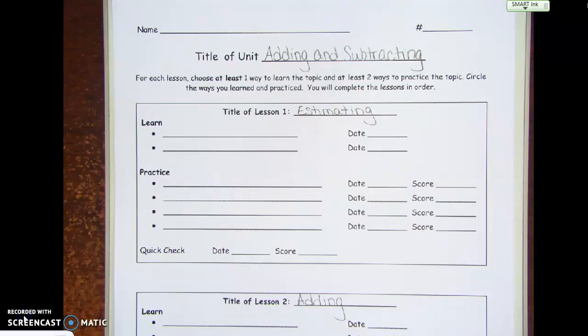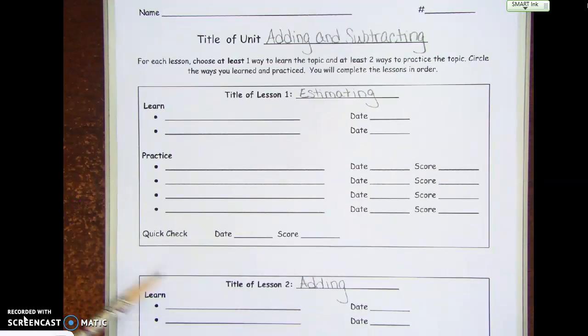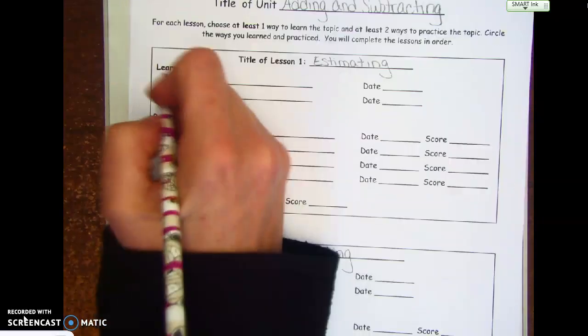The first thing I'm going to do is set up the titles of my unit and my lessons. So my overall unit is adding and subtracting, my lesson 1 is estimating, and my lesson 2 is adding. And so what I'm going to do today is look at filling in the options for my learns for both lessons. Thinking about how you normally teach students, a mini lesson is always an option.